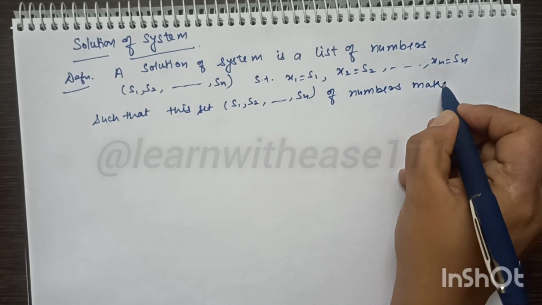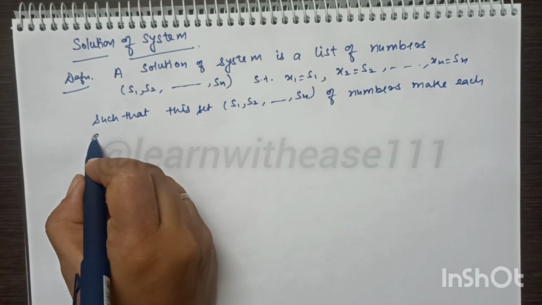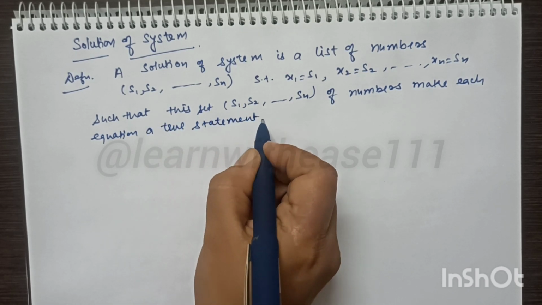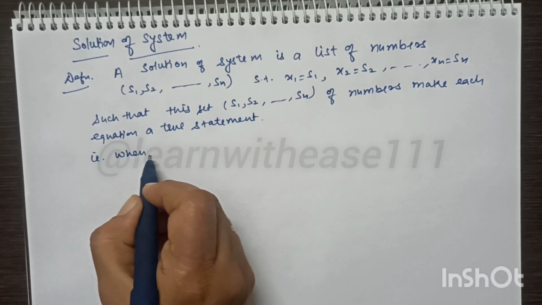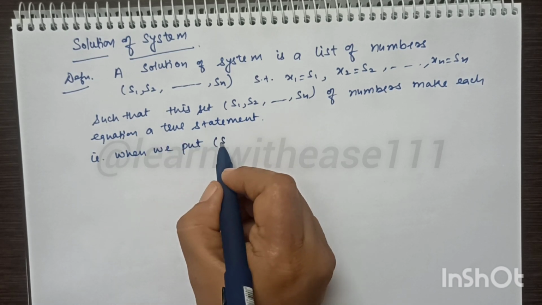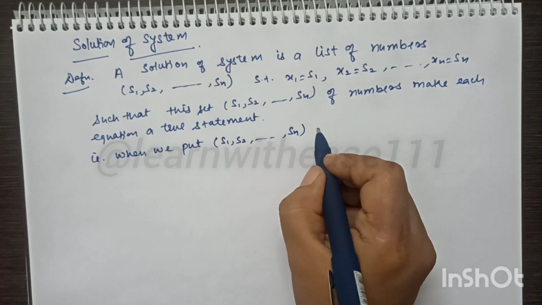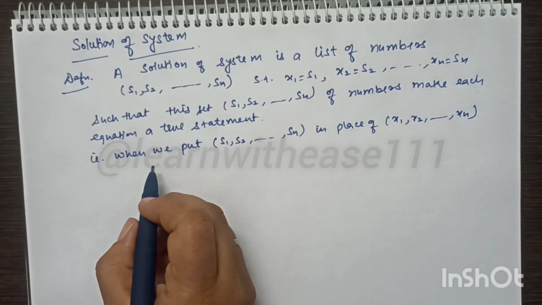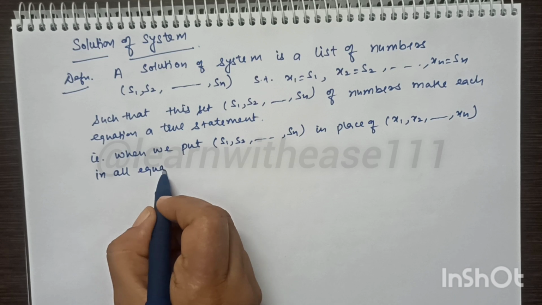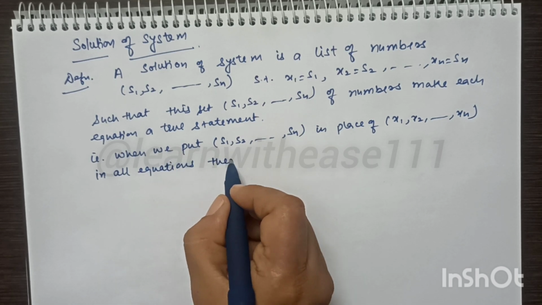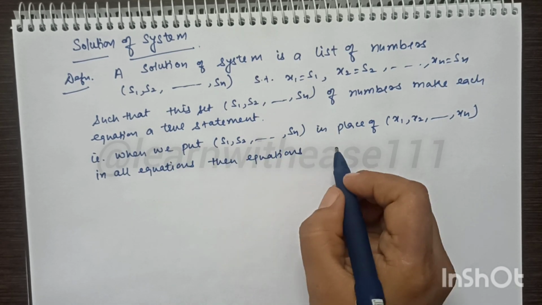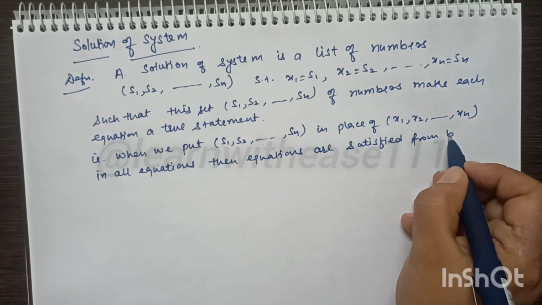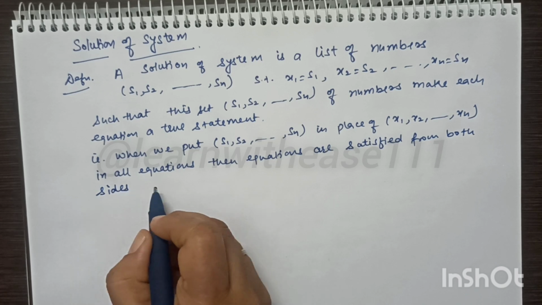तो इक्वेशन में जब ये वैल्यू सब्स्टिट्यूट की जाएगी x1, x2 की जगह s1, s2 एंड अप टू sn, तो इक्वेशन एक ट्रू स्टेटमेंट दिखेगी, इक्वेशन सेटिस्फाई होगी, तो इस नंबर की कलेक्शन को क्या कहा जाएगा? सॉल्यूशन. दैट इज़ द सॉल्यूशन ऑफ दैट पर्टिकुलर सिस्टम. समझने के लिए हम इसमें एक एग्जांपल लेंगे. टू सॉल्व सिस्टम ऑफ लीनियर इक्वेशन.